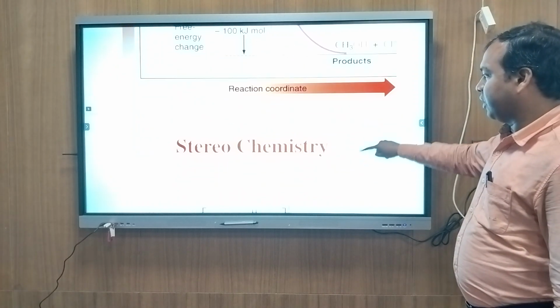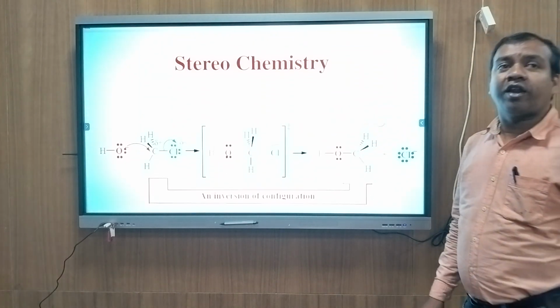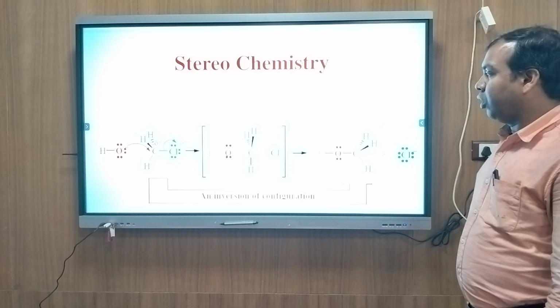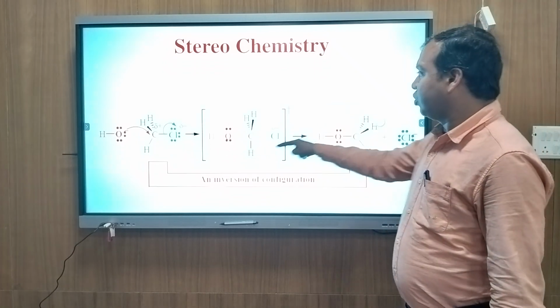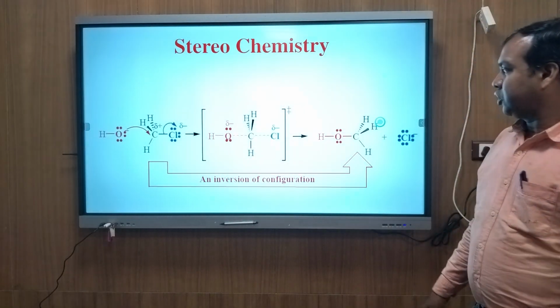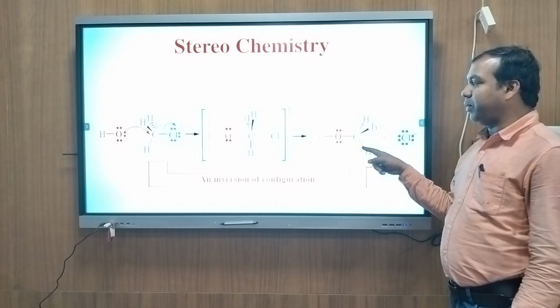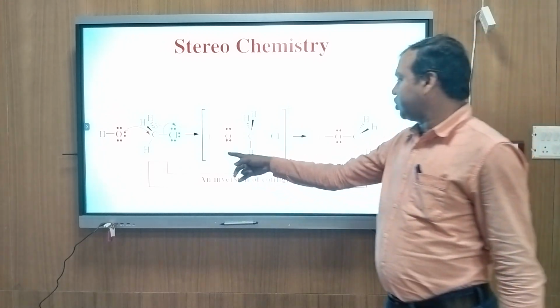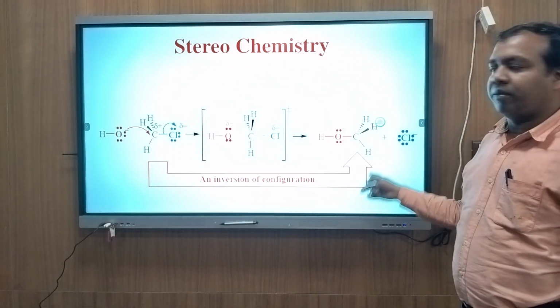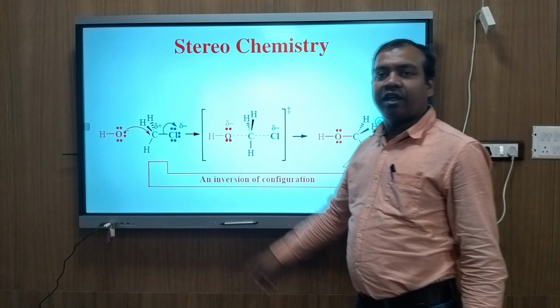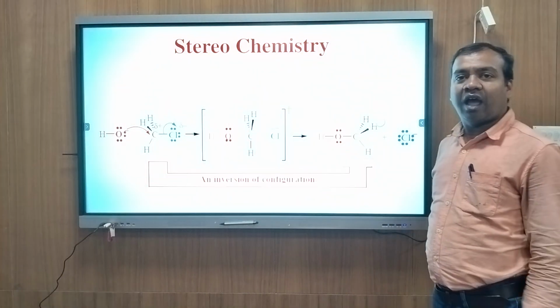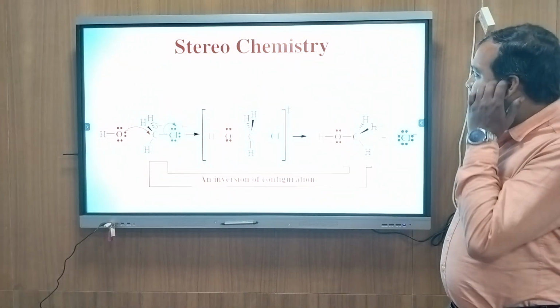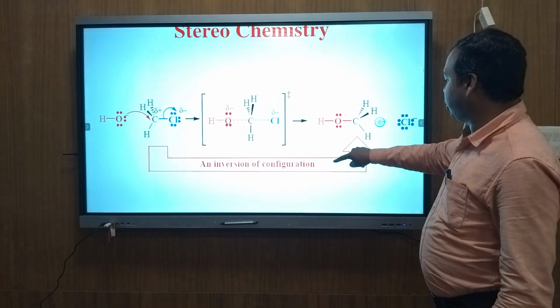Then the stereochemistry, which is the most important point here. Because the nucleophile attacks from the backside, we get an inverted product, inversion of configuration. So if it is R, we get S, or if the starting material has S configuration, then we get R. This is the main point of SN2 stereochemistry.